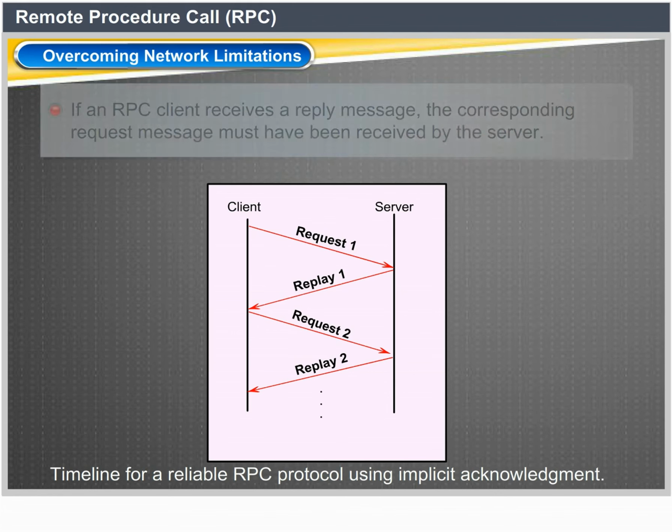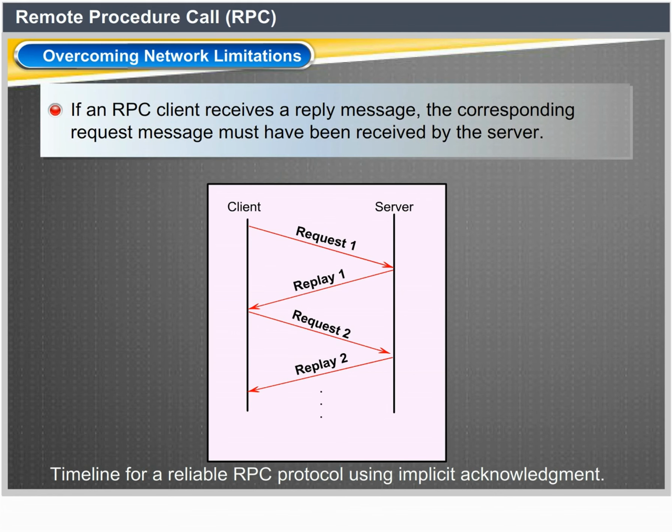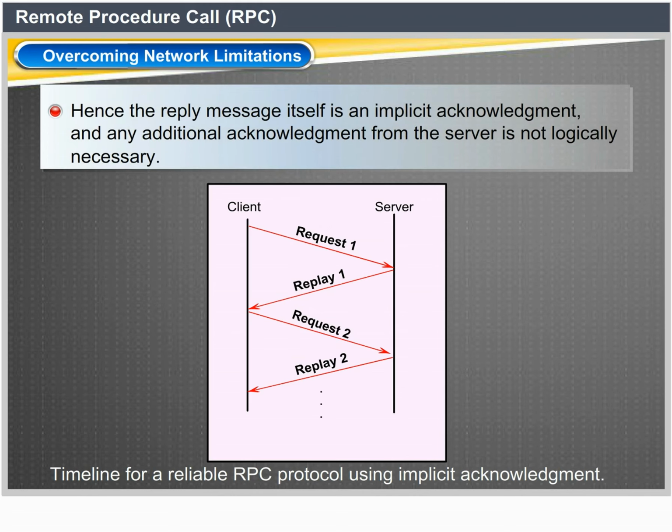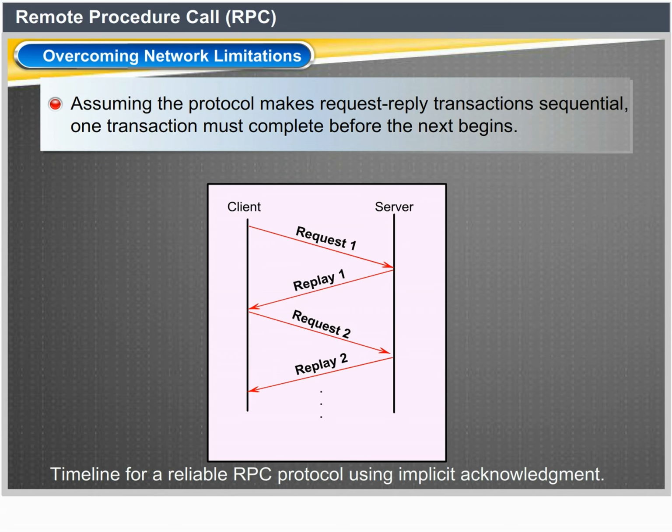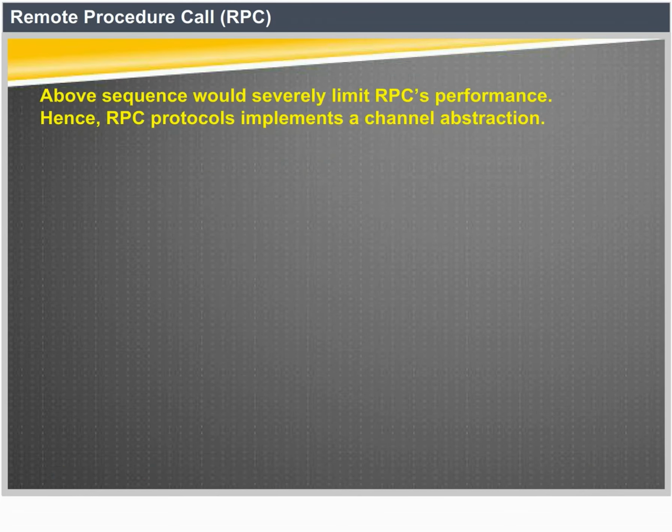If an RPC client receives a reply message, the corresponding request message must have been received by the server. Hence, the reply message itself is an implicit acknowledgement, and any additional acknowledgement from the server is not logically necessary. Assuming the protocol makes request-reply transactions sequentially, one transaction must complete before the next begins. This sequence would severely limit RPC performance.